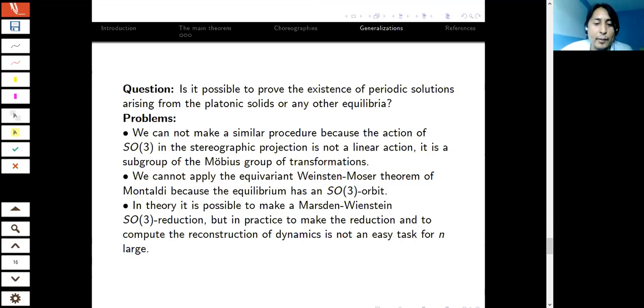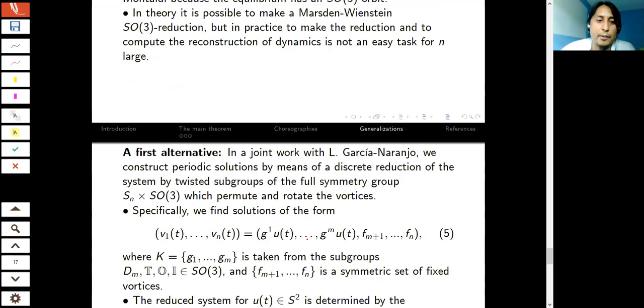So what else was I thinking that we can do? Well, we cannot apply the equivariant Weinstein-Moser theorems, for example, made by Montaldi, because the equilibrium has an SO(3) orbit. I'm not talking about a relative equilibrium, I'm talking about an equilibrium. And equilibria really are in SO(3) orbits. What else can I do? Well, in theory, it's possible to make a Marsden-Weinstein SO(3) reduction, but in practice, we tried it, and to make those reductions and to compute the reconstructions of dynamics is not an easy task for n large. It is actually a little bit difficult for n equal to 4.